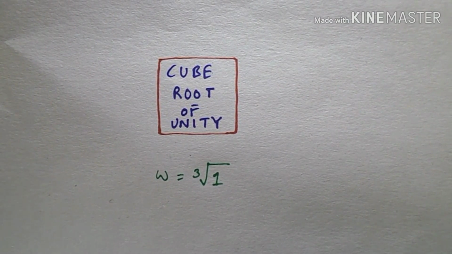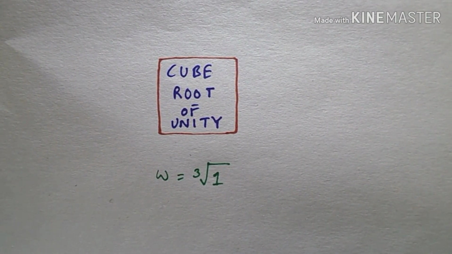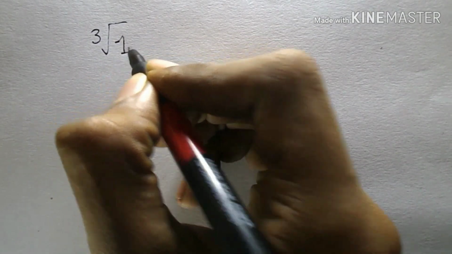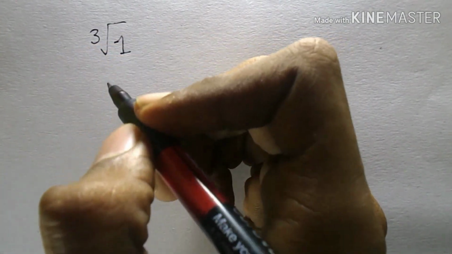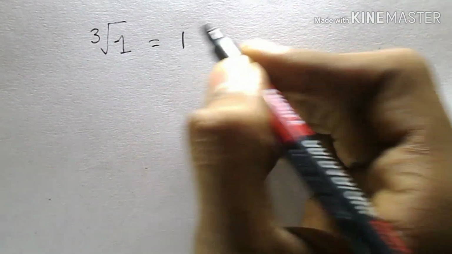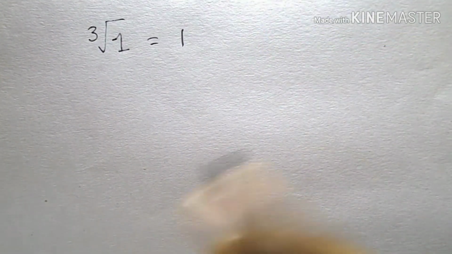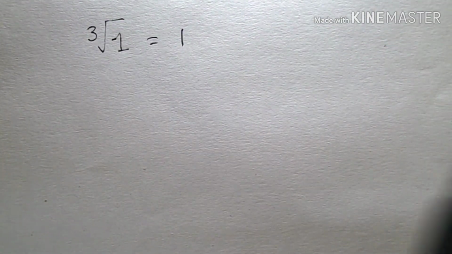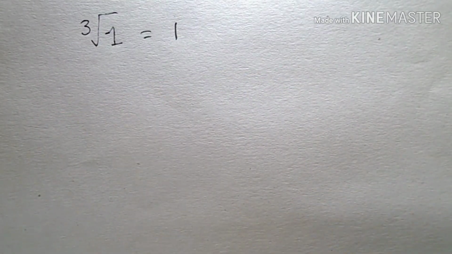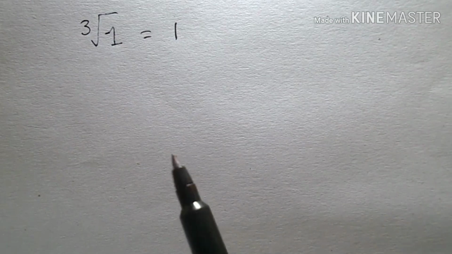Now in this video, as I said, we are going to deal with the cube root of unity. Say I want to find the cube root of unity, that's positive 1. Now you might say that the cube root of 1 is of course 1 only. Yes, that's what you know, that the cube root of 1 is 1. But I would say that the cube root of 1 would have 3 answers.